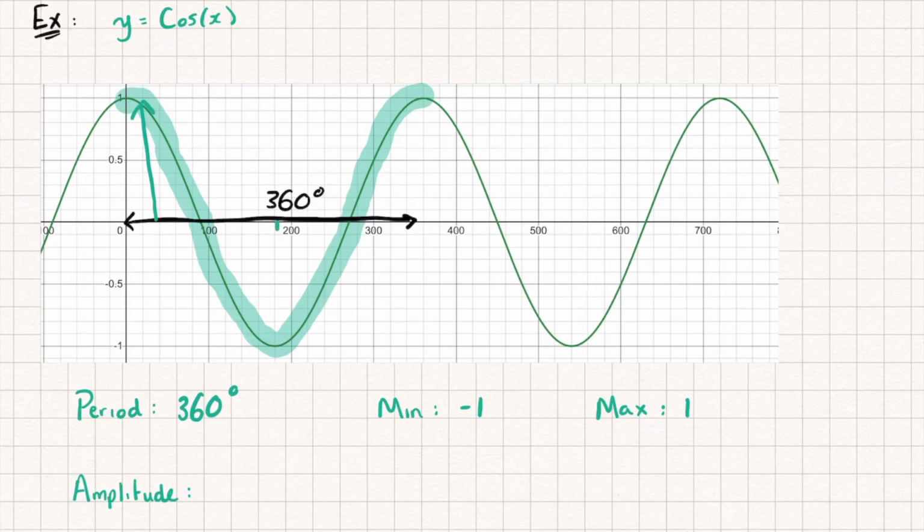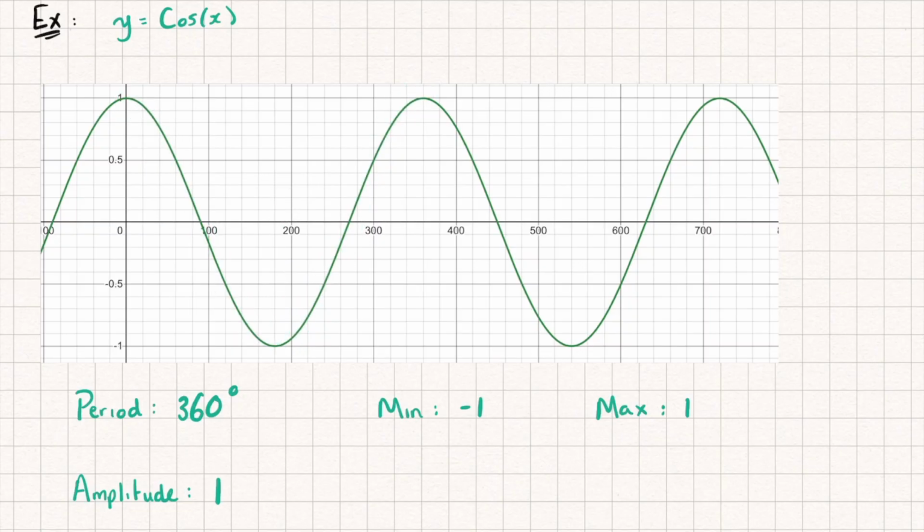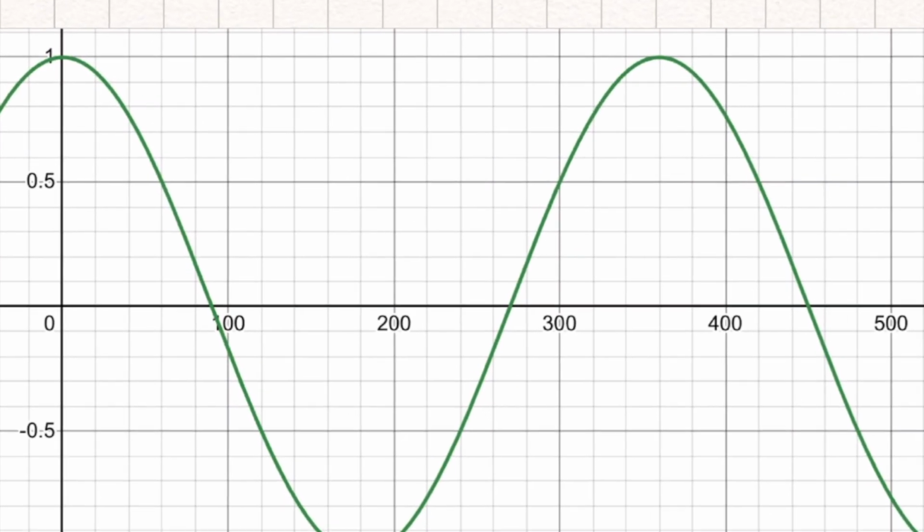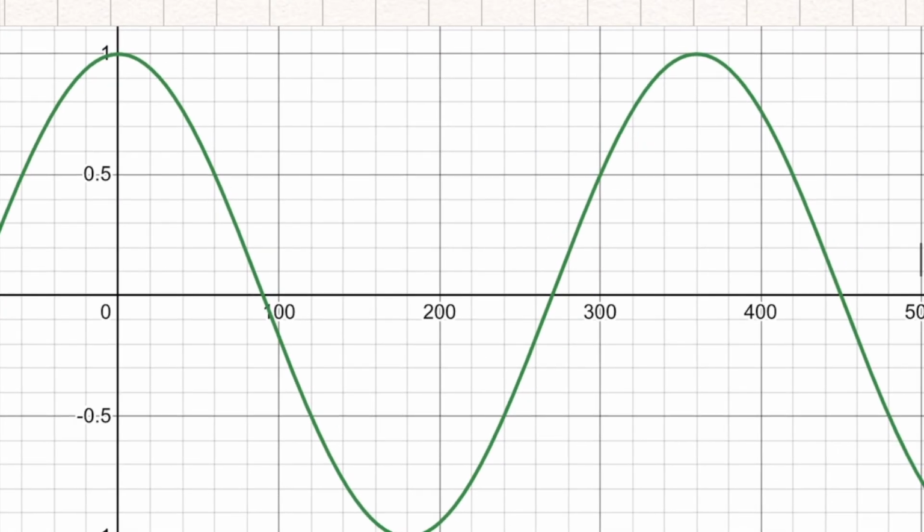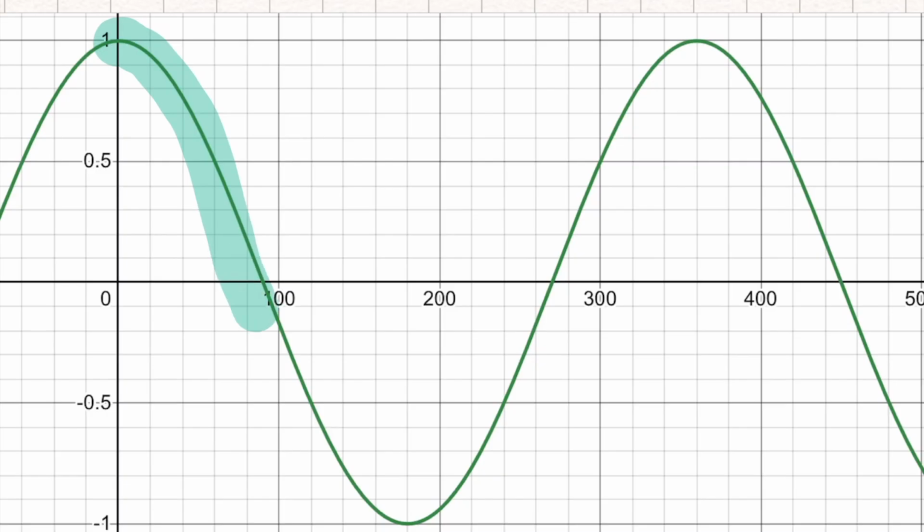Or from the center line, if I go down to its minimum, that's also got a distance of 1. Okay. Now, let's talk about the symmetries again with this graph, because that's also going to help when it comes to solving trig equations. So I'm just going to get rid of the bits that I've already annotated. I'm going to zoom in on one period of the graph, like so. So that's going from 0 all the way up to 360.